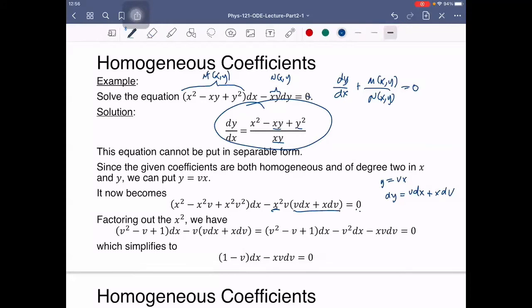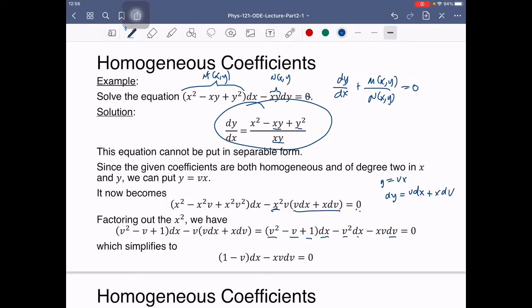So, we now have itong quantity na to. So, we have v squared minus v plus 1 dx minus v squared dx minus x v dv is equal to 0. So, pwede natin pang isimplify ito. Anong pwede natin gawin?